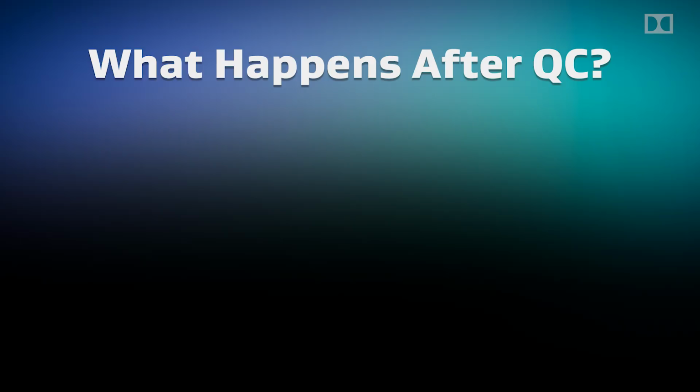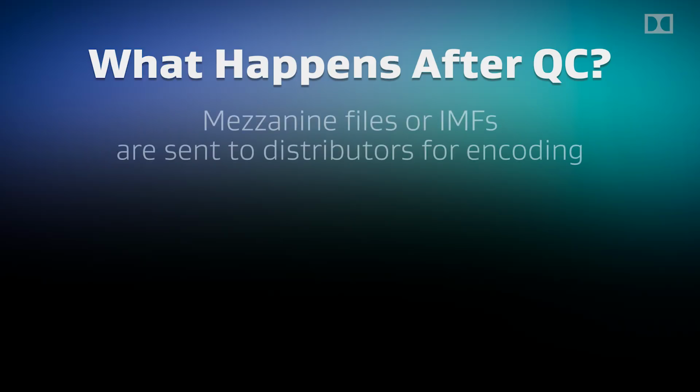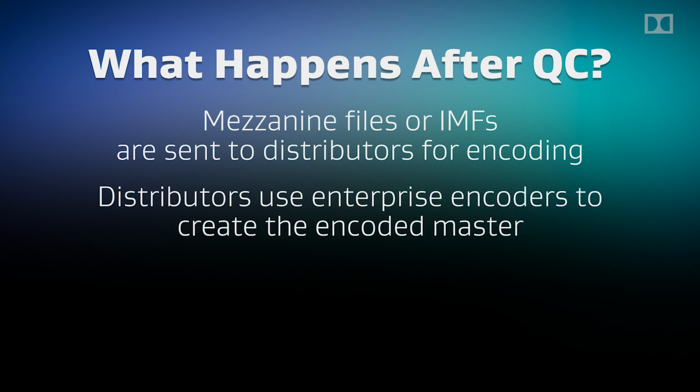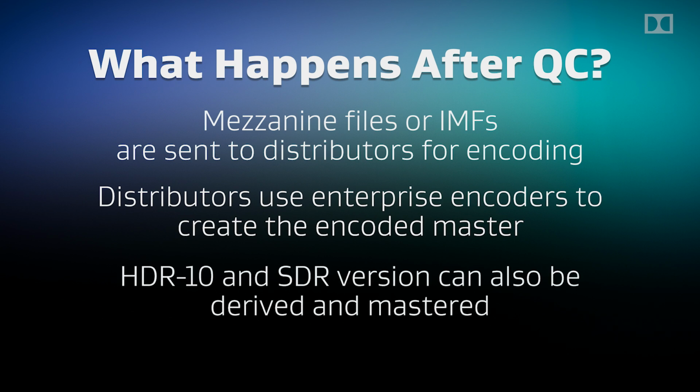After mastering and QCing your project, what happens next? Your Dolby Vision mezzanine file, or IMF, can be sent to a distributor for encoding. Distributors will use enterprise-level encoders that support Dolby Vision to create an encoded master that's ready for streaming. Distributors can also use your Dolby Vision master to create other derived files, such as HDR10 and SDR versions of a project. Or you can provide those through the use of CM Offline or direct renders from your grading system, as described in earlier videos in this series. Well, we're nearing the end. Up next, we wrap up this series and talk about some additional HDR and Dolby Vision resources.